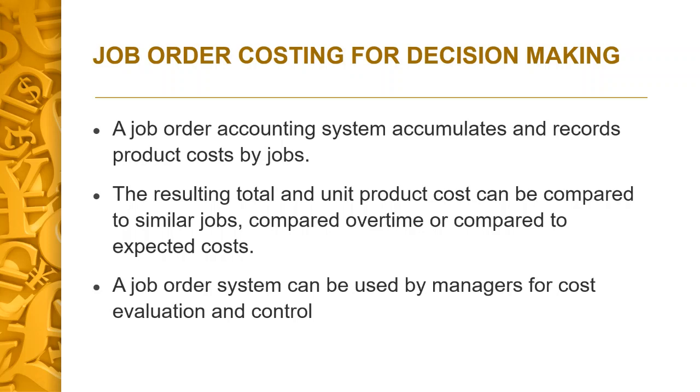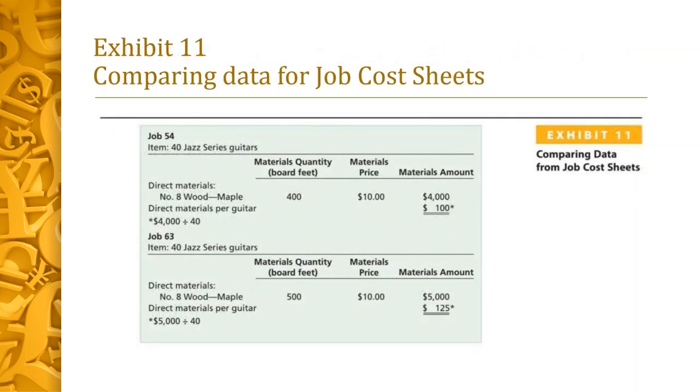To illustrate, Exhibit 11 here, which shows the comparative data for job cost sheets, shows the direct materials used for jobs 54 and 63 for Legend Guitars. The wood used in manufacturing guitars is measured in board feet. Because jobs 54 and 63 produce the same type and number of guitars, the direct materials cost per unit should be about the same. However, the materials cost per guitar for job 54 is $100, while job 63 is at $125. Thus, the materials costs are significantly more for job 63.